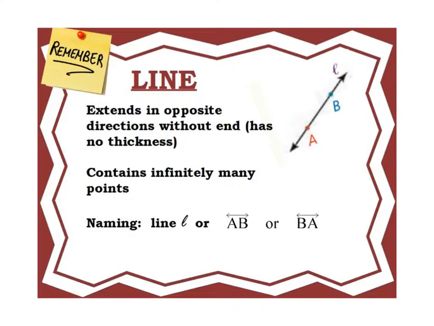The naming for lines, the quick way is to use a lowercase script letter. So I used a lowercase l, that's a common letter we use to name lines. Or you can also use 2 points that are on your line. So in this case it's AB, or I could also call it BA. It doesn't really matter the direction that you write it, but do notice that above there I have this line, and notice that it does have the arrows on it. That's important for what's coming next, but that's how you could name a line.